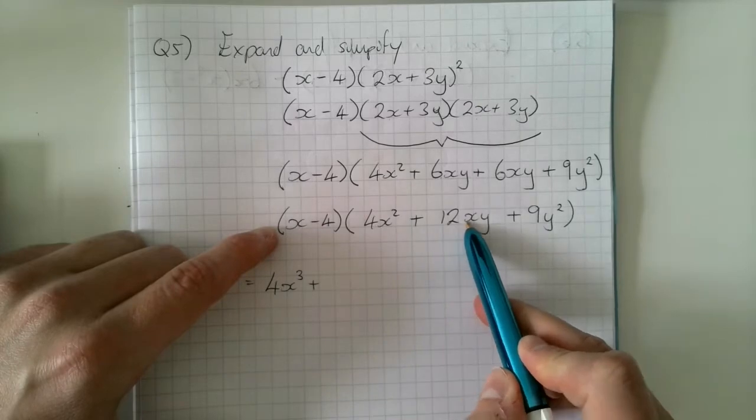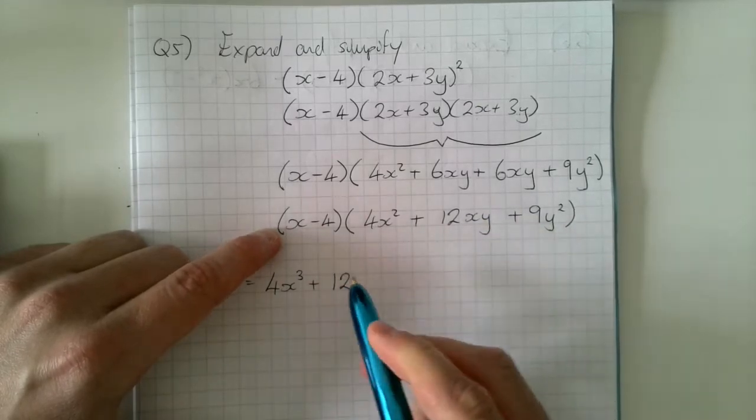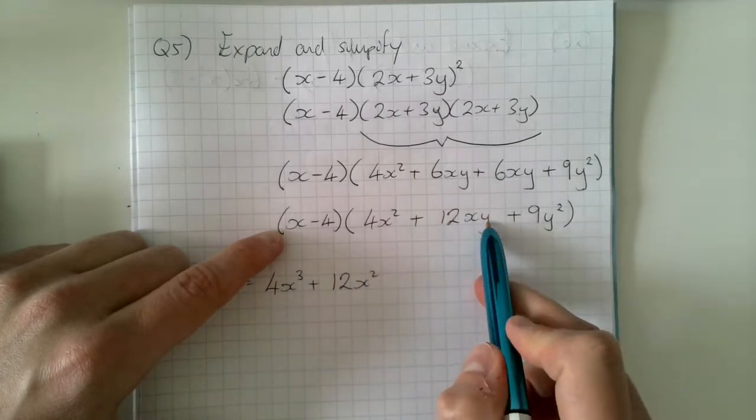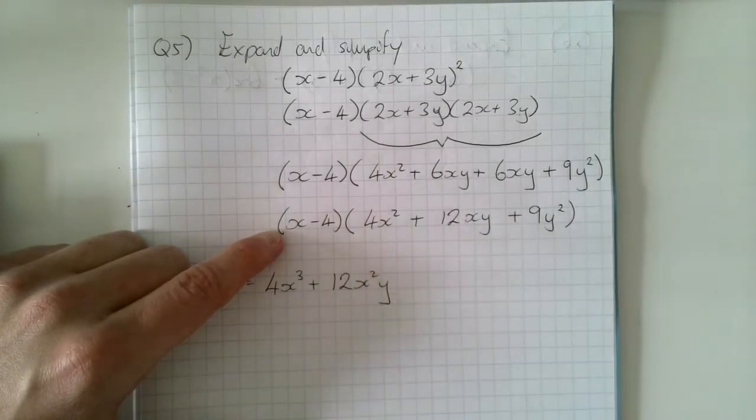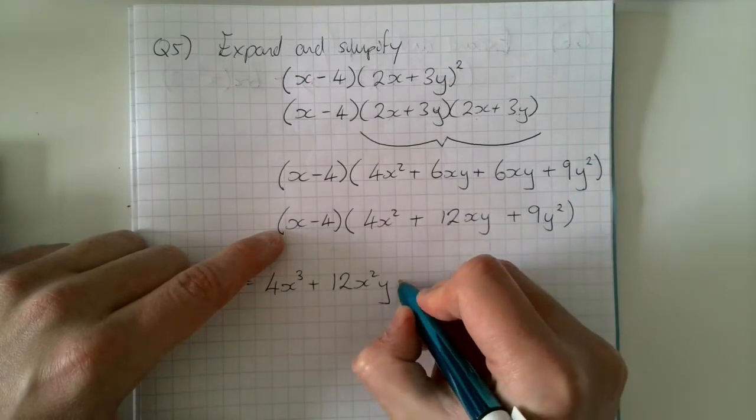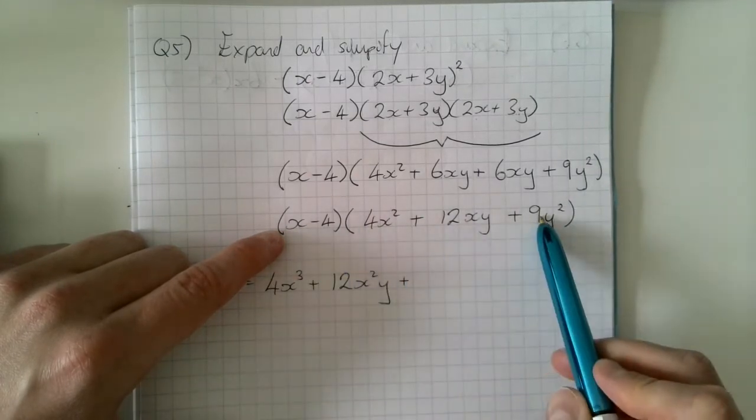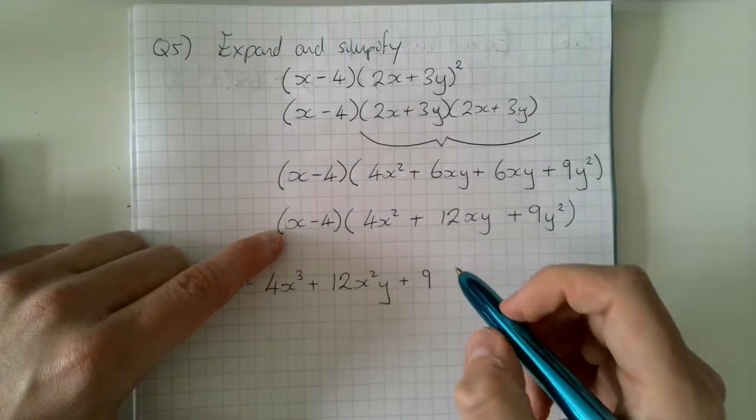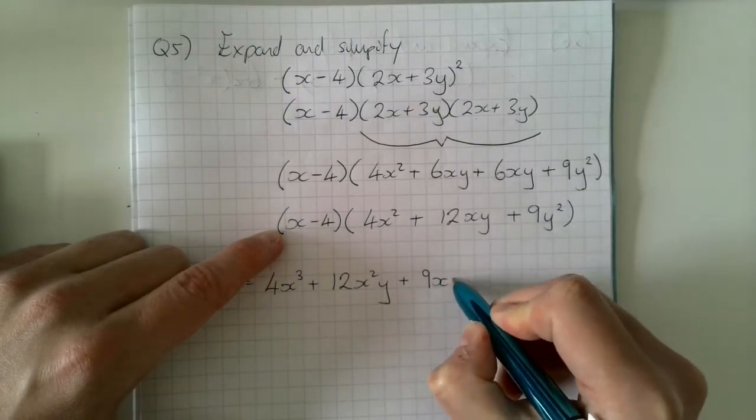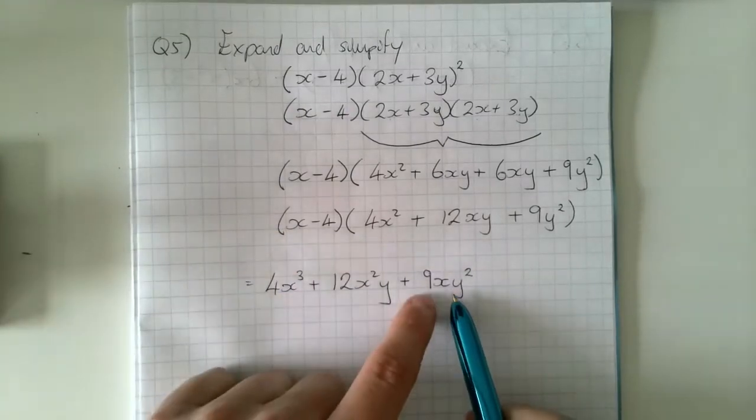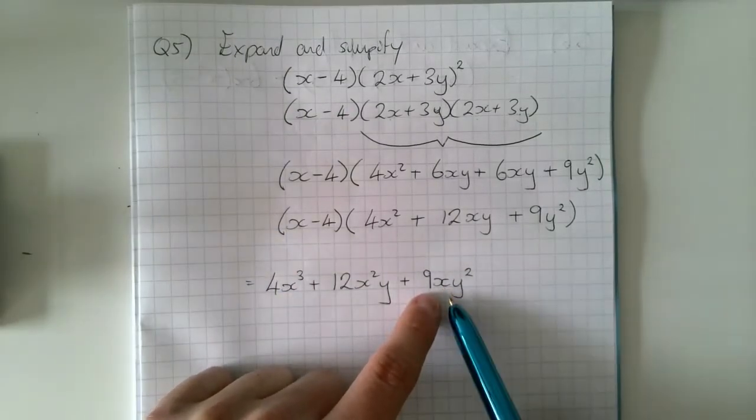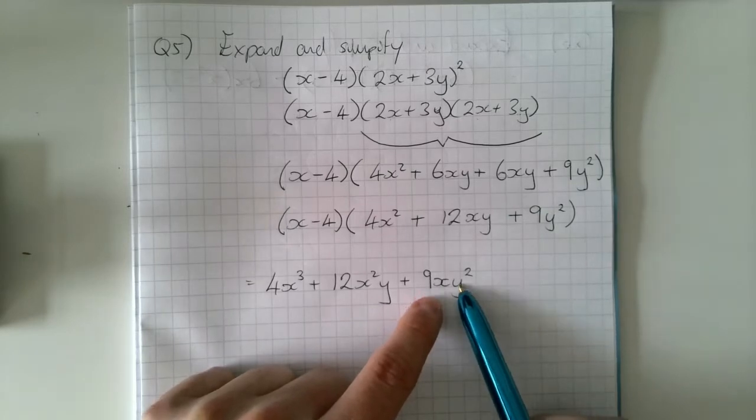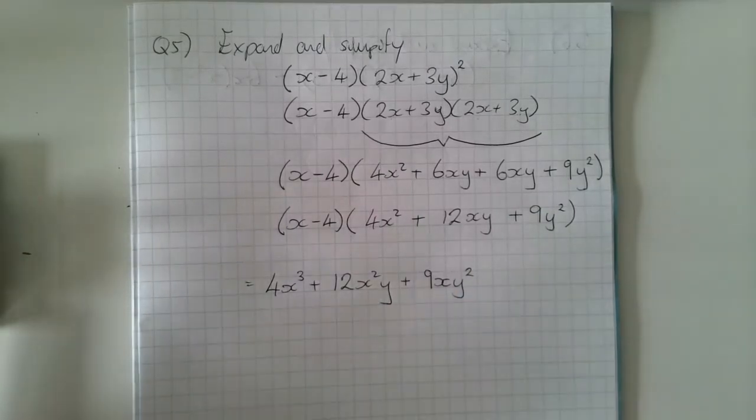x times 12xy will be 12. x times x is x squared. And then I need to not forget the y. And then I've got x times 9y squared. So I keep the 9 as it is. Now I'm going to put the x in there and y squared. I'm going to do that because I like having my letters in order. I like having x's before y's. But if I'd put y squared x, that would have been absolutely fine as well.